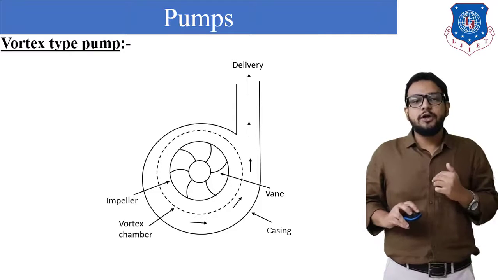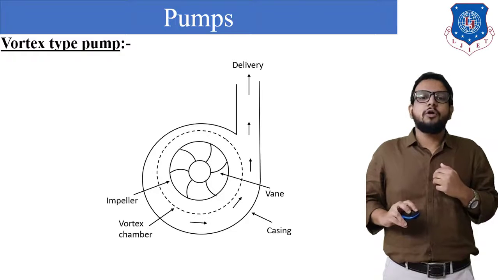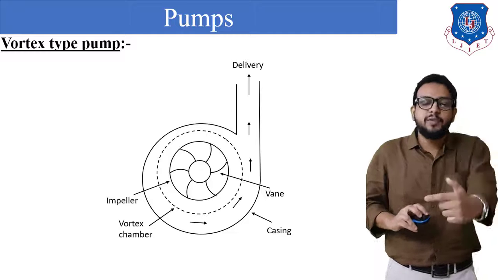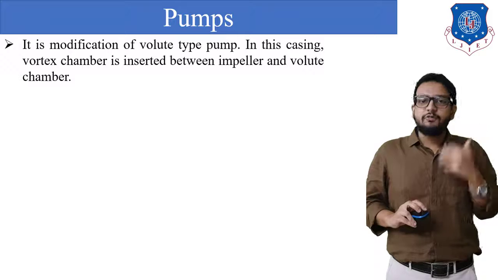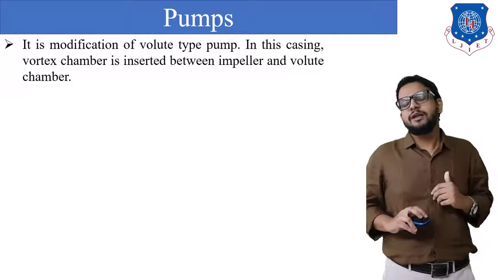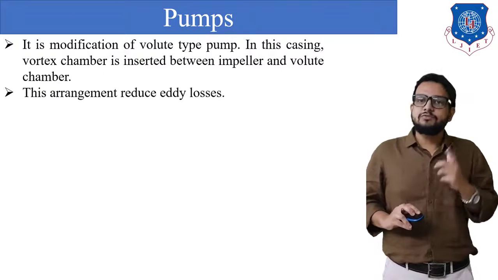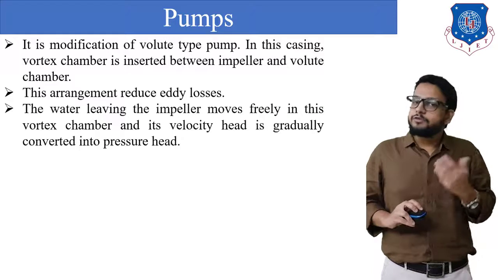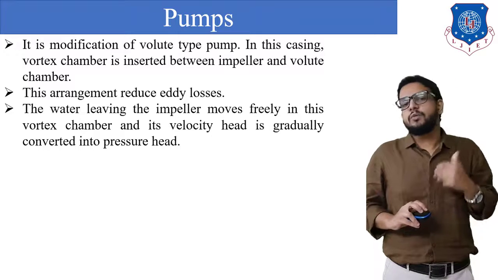So how? We are going to make use of a vortex chamber. You can see it is provided concentric with the impeller. It is arranged eccentric with respect to the casing. Let us see how it is going to operate. It is a modification of the volute type pump. In this casing, a vortex chamber is inserted between the impeller and the volute chamber. This arrangement reduces the eddy losses, that is, whirl formation is totally reduced. The water leaving the impeller moves freely into this vortex chamber and its velocity head is gradually converted into pressure head.